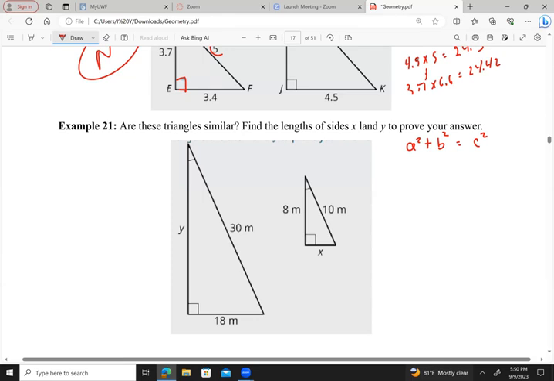So let's look at this one here first. And we'll call this A. So we got y squared plus 18 squared equals 30 squared. 18 squared is 324, y squared equals 900. Subtract the 324 and we get 576. The square root of 576 equals 24.